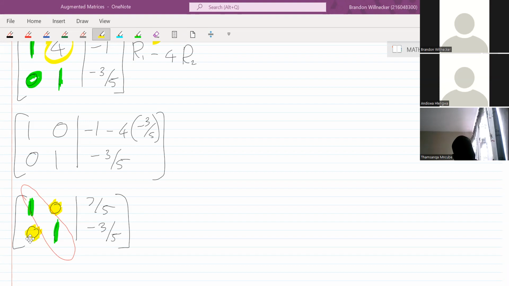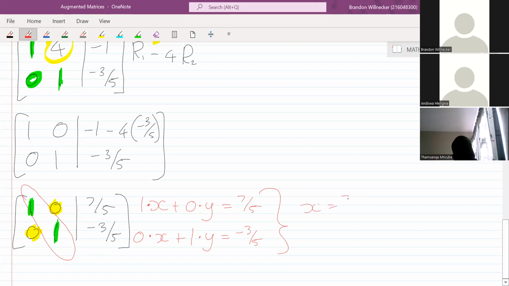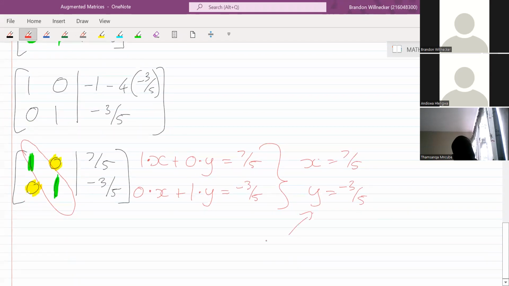So we're done. Because if we look at this back as a system of linear equations, this is written as x plus 0 times y is equal to 7 over 5. Oh, there's a 1 there. The second row, we can read it as 0 times x plus 1 times y is minus 3 over 5. But that's exactly the same as saying x is equal to 7 over 5 and y is equal to minus 3 over 5. We have our solution.